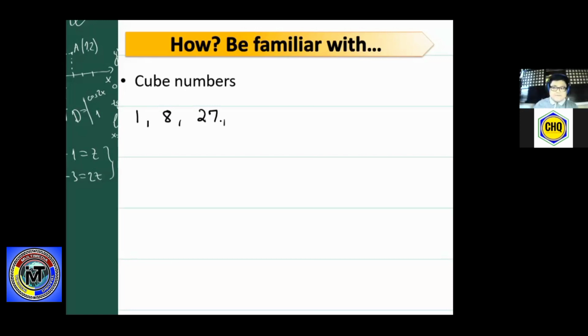Next is 4 cube. 4 cube is 4 times 4 times 4. That is 64. And then 5 times 5 times 5. That is 125. So you must know them. At least the first 10 or first 20 would do. So those are cube numbers. So actually this is 1 cube, 2 cube, 3 cube, 4 cube, 5 cube.